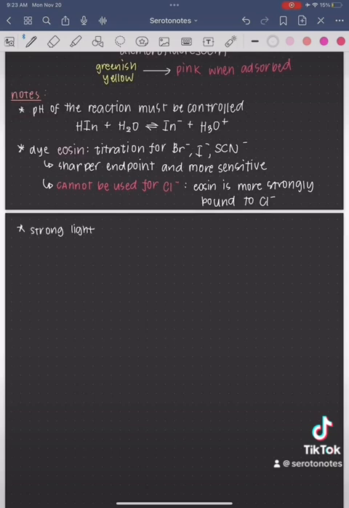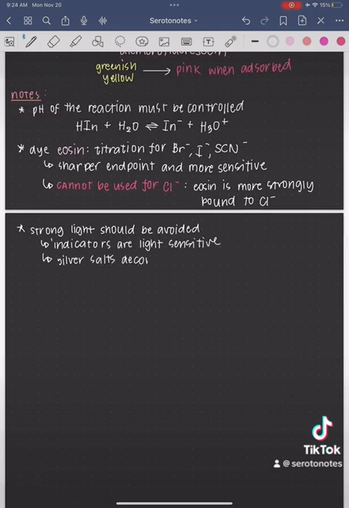Another note is that strong light, like daylight, should also be avoided because indicators are light sensitive and your silver salts could also decompose through light.